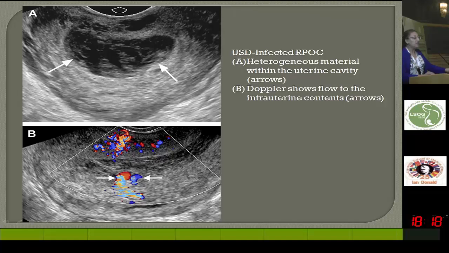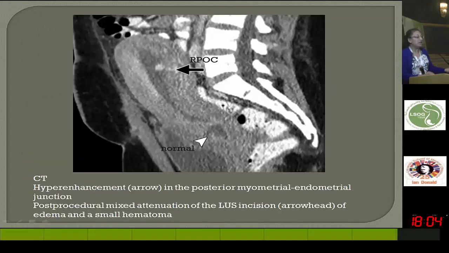And this uterus has a lot of fluid within it. This is typical of retained products of conception, whether they are infected or not, that's a possibility. We have to follow the clinical judgment at the time. This is a CT of a similar case. This bright spot is indeed product of conception, and this is the normal postpartum scar.